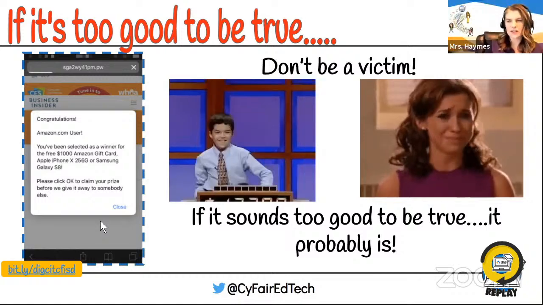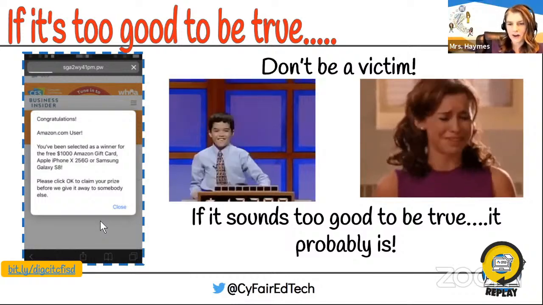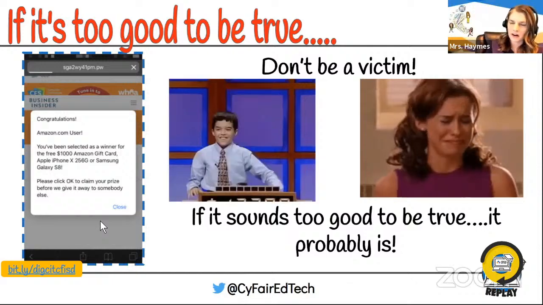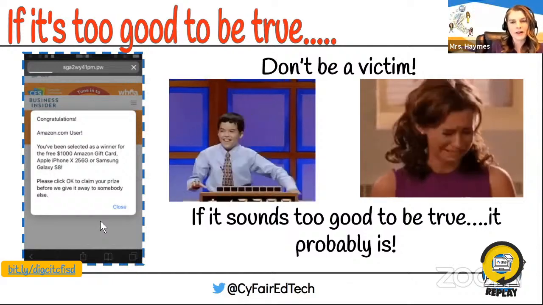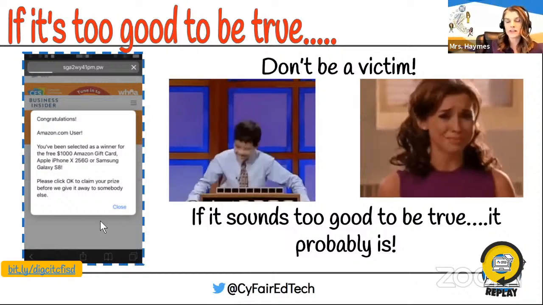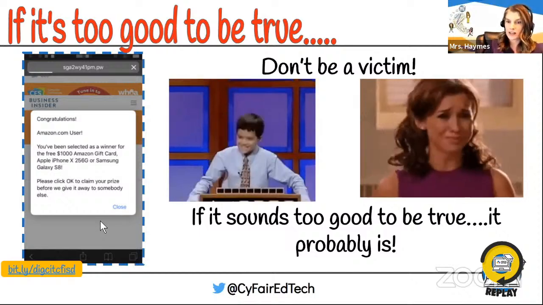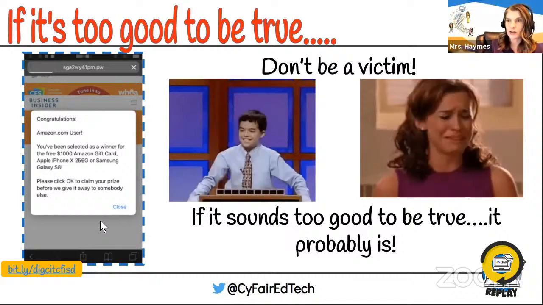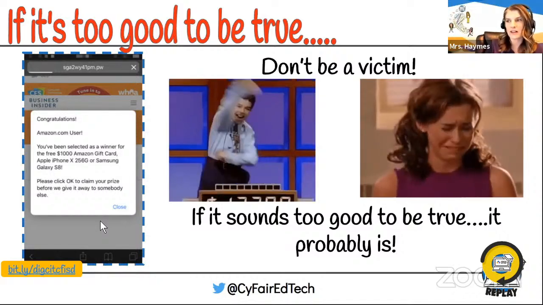Do you really think Amazon's just giving out $1,000 gift cards out of the kindness of their heart? You know, they're a great company, but I don't think that's going to happen. So this is somebody, like Ms. Gilpatrick said, that's trying to trick you. Okay, they're running a scam and they're phishing. They're trying to see, can I get them to click on this link?